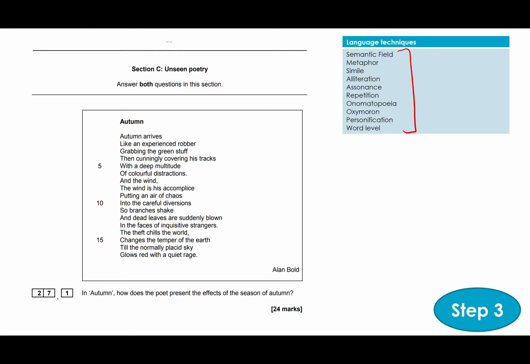Autumn arrives like an experienced robber. Okay, I'm going to come back to that idea of semantic field, but I've spotted here a simile, like an experienced robber. Let me think about that for a moment. Like an experienced robber. Now a robber, I think straight away of something negative. Robbers make me think of people who cause chaos. Maybe they're a little bit sinister.